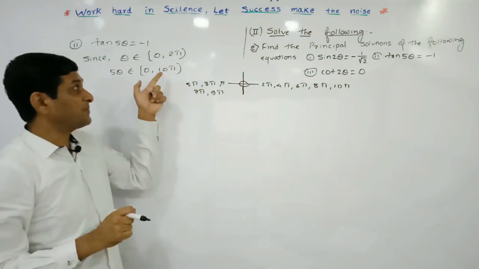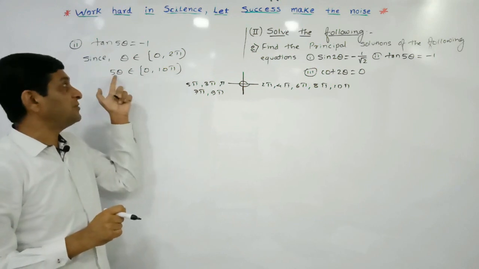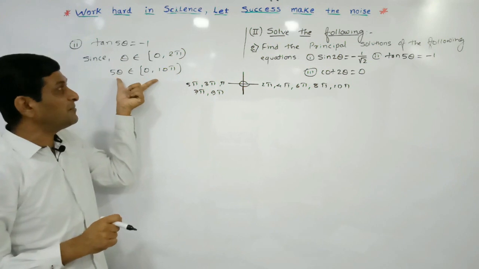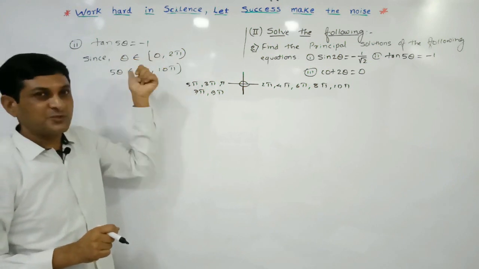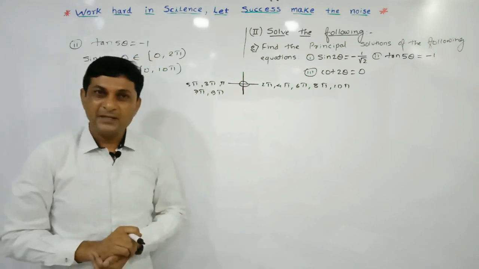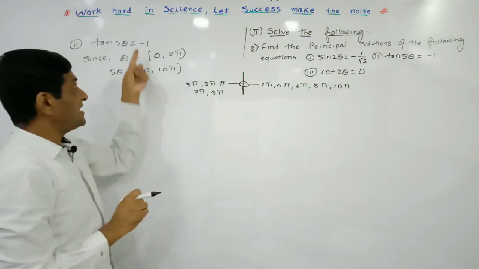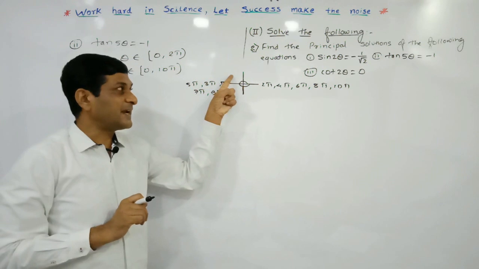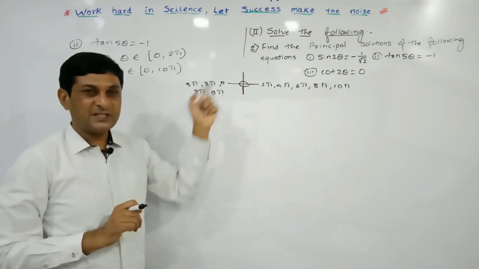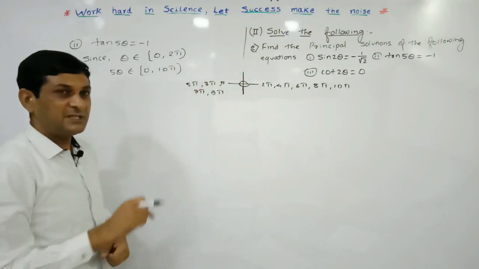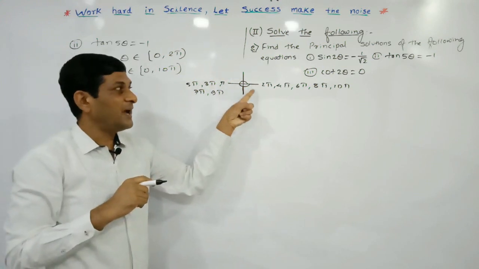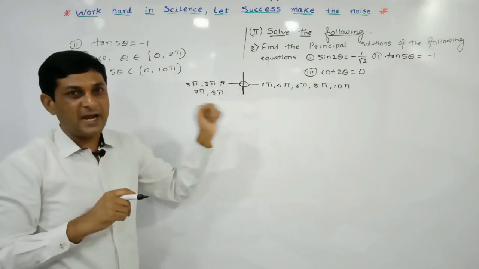So our value of 5θ lies between 0 and 10π. After dividing both sides by 5, again θ belongs to 0 to 2π. Now the value of tan is negative. The value of tan is negative in which two quadrants? The second quadrant and the fourth quadrant. In the first and third, tan is positive. So our principal solutions lie in the second and fourth quadrants.